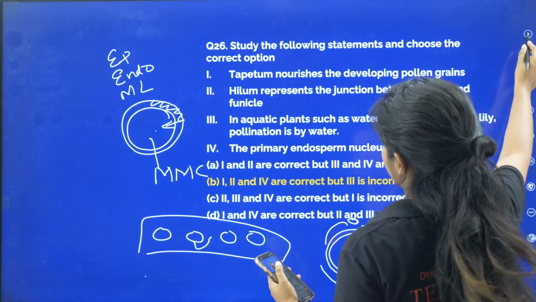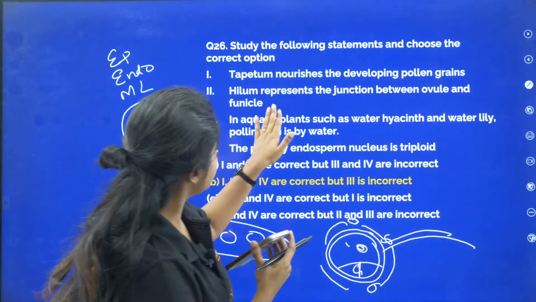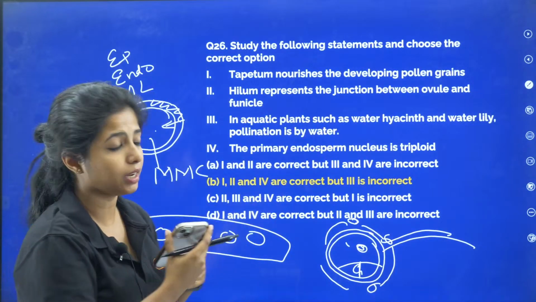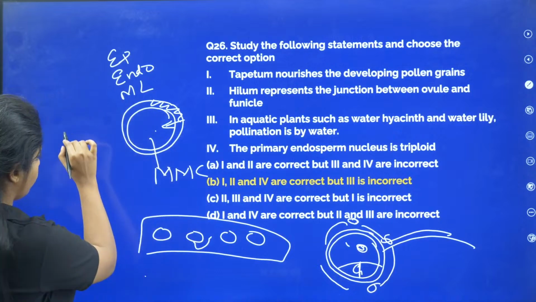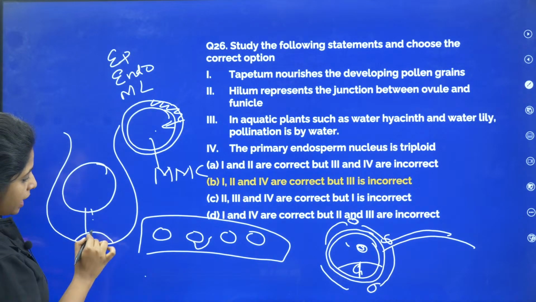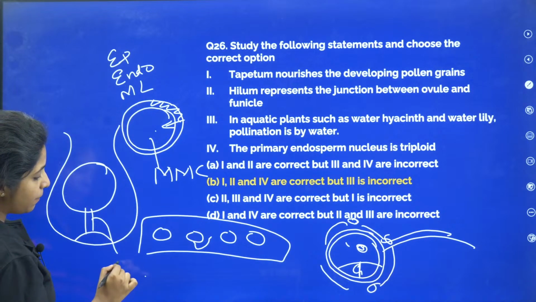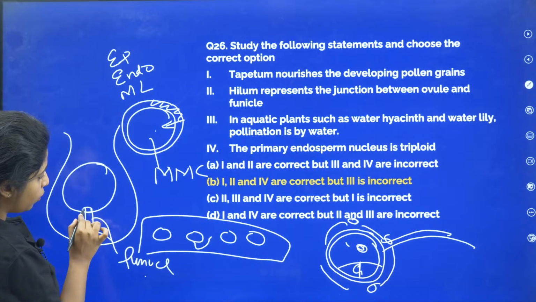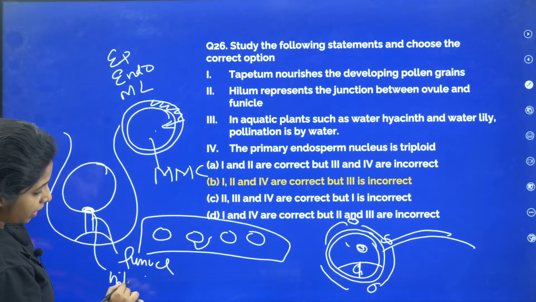Now, hilum represents the junction between ovule and the funicle. Very important. Listen to me carefully. So, if you talk about the ovary, which is over here, you have the ovule. This is the placenta. Placenta is attached to the ovule with the help of a structure that is known as funicle. And the funicle over here attaches on the area that is known as hilum.